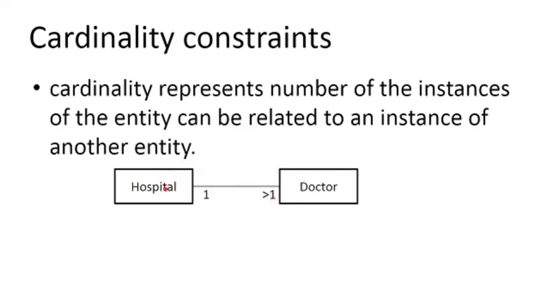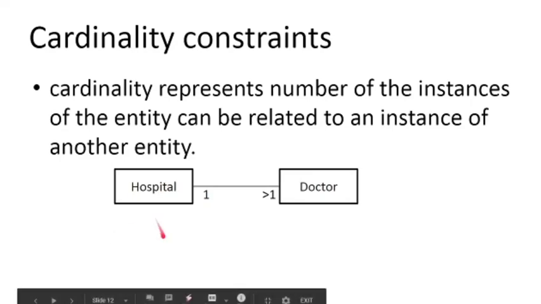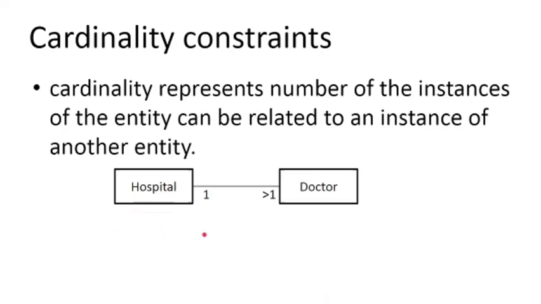So the hospital entity has certain objects, right? So we have A hospital, B hospital and C hospital for example. And for A hospital we have so many doctors, so many objects. We have more than one doctor. For each hospital, we have a number of doctors that is greater than 1. For each doctor, he belongs to one hospital, right?